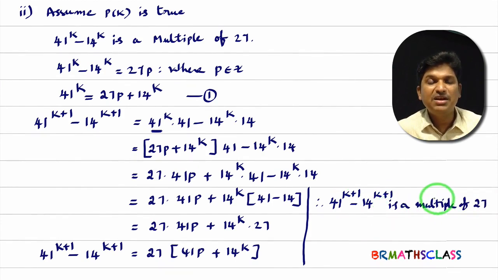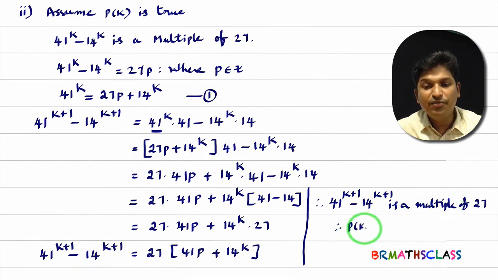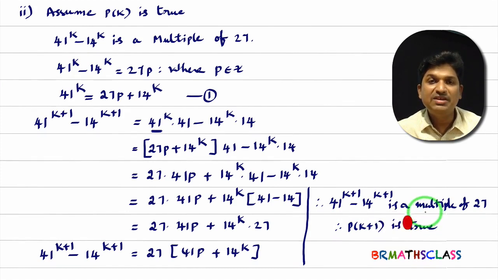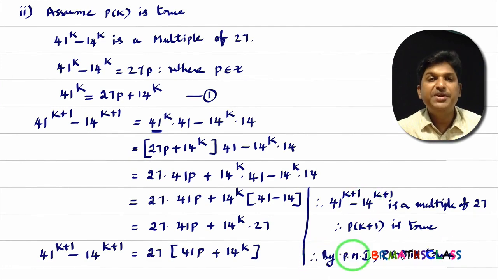What is this statement? This statement is P of k plus 1. Therefore, P of k plus 1 is true. What happened? We proved two things in this problem. First, I proved P of 1 is true. Next, by assuming P of k is true, we proved P of k plus 1 is true. Therefore, by principle of mathematical induction, we can say P of n is true. Hence, we proved this statement by using principle of mathematical induction.